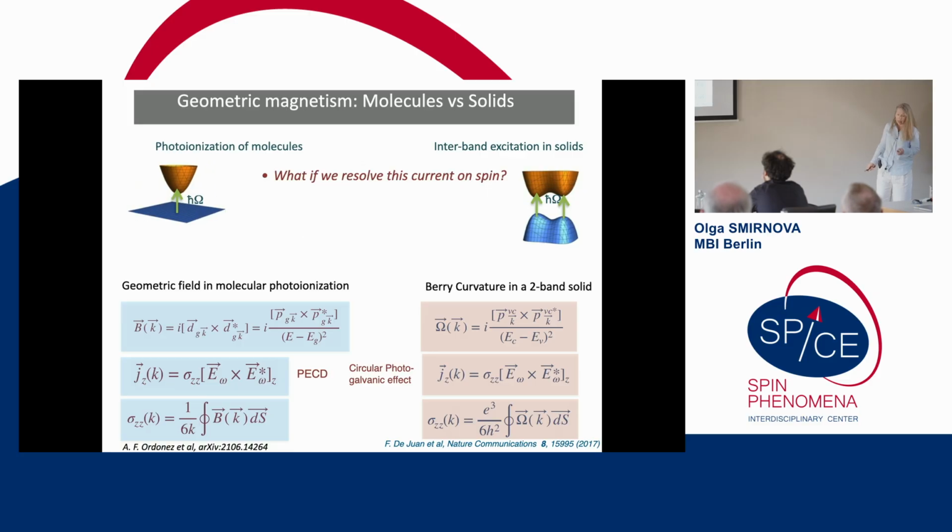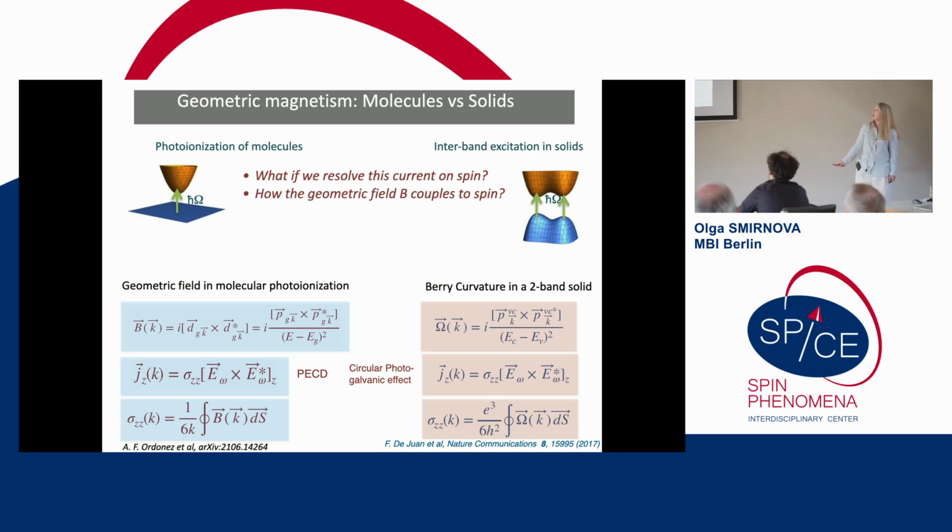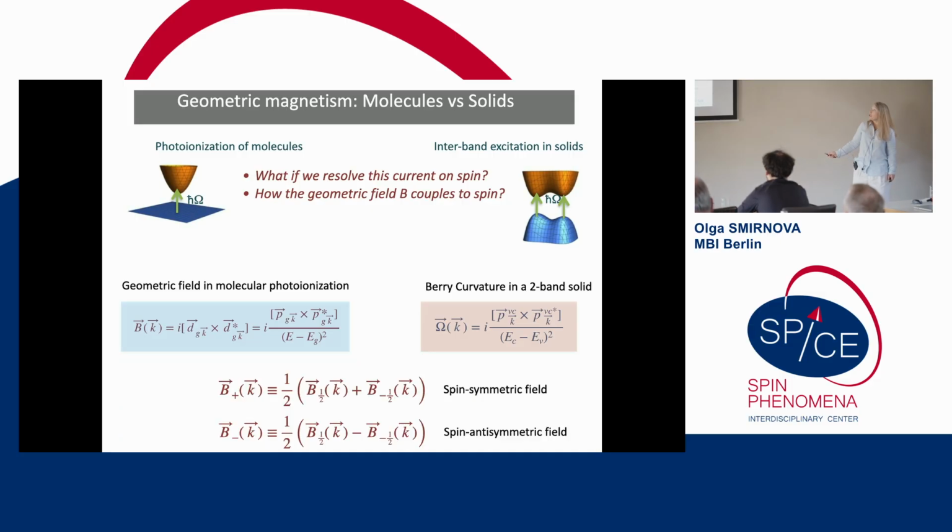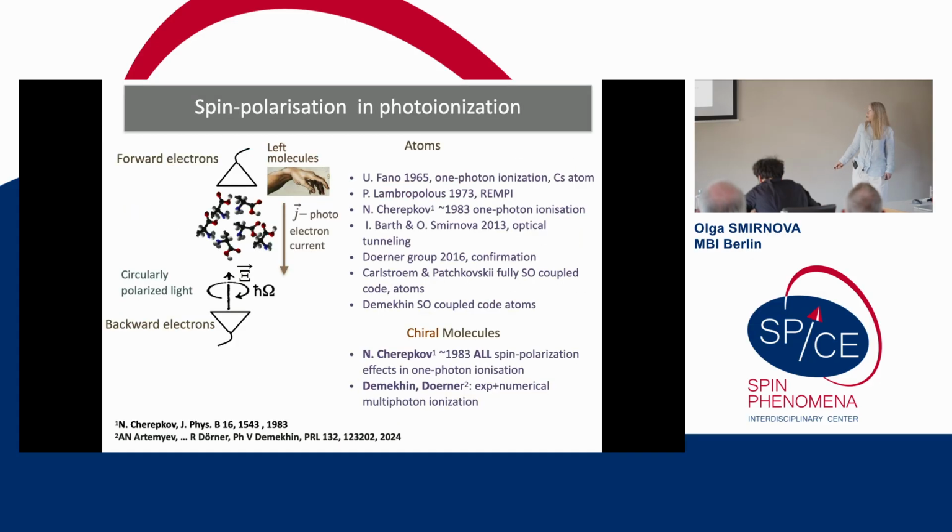And now what I want to ask is, what if we resolve this current on spin? What's going to happen? We have a certain geometric field. Its geometric origin is clear from this analogy. Is it going to couple to spin, and how is this going to happen? What happens is that if you include spin and you resolve photoionization on spin, then you can introduce a spin-symmetric field and a spin-antisymmetric field. And the spin-antisymmetric one is, of course, the one which is important for spin-sensitive processes.